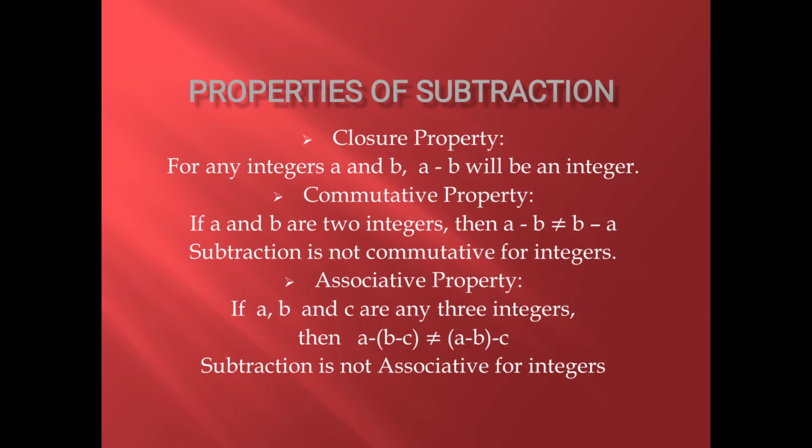In the same way, associative property. If a, b and c are any three integers, then (a minus b) minus c is not equal to a minus (b minus c). So it is also not satisfied. Why? Because if you take three integers a, b, c and substitute the values, the answers are not equal. So subtraction is not associative for integers.